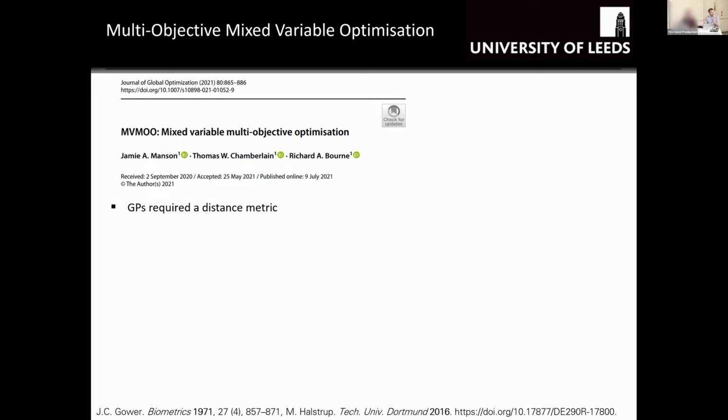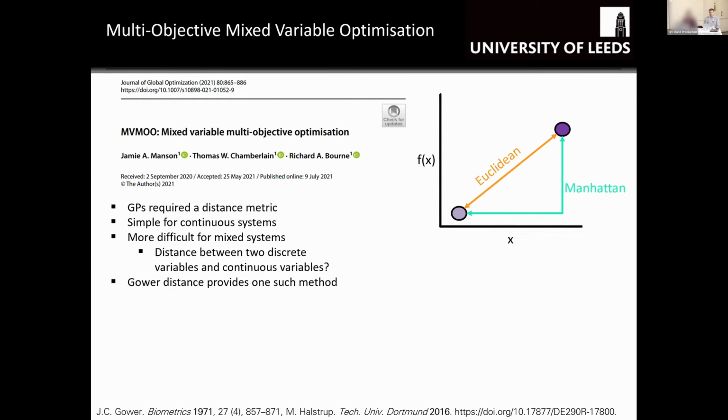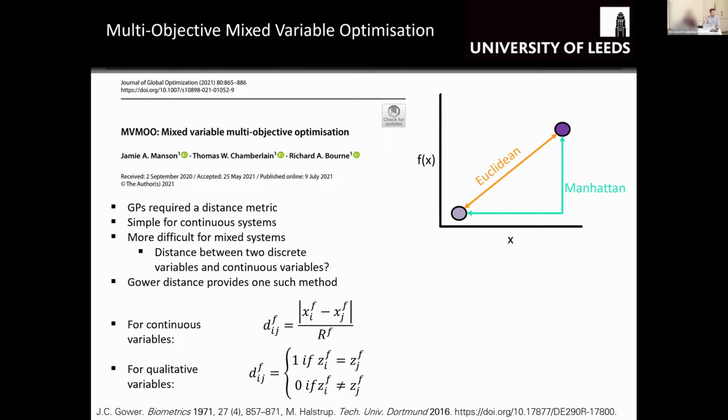So what we did, and we published it last year in collaboration with Professor Richard Bourne and Jamie Manson, who was the PhD student, we used a Gaussian process to measure the distance between the different variables. It's nice and easy for continuous systems, but it became difficult for discrete systems, because how do you compare one catalyst with another, for example? And what we decided to do was use Gower distances, and we used two mathematical formulas. For continuous variables, we just used the distance between the two. But for quantitative or qualitative variables, we just basically describe the distance between the same catalyst as 0 and any other catalyst that's a different make to be 1.